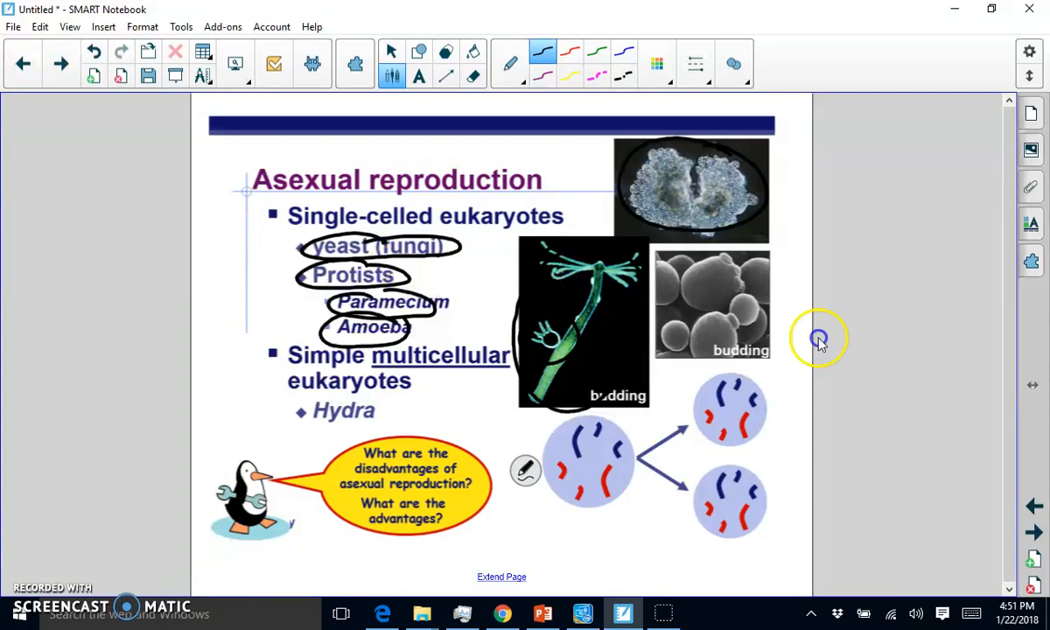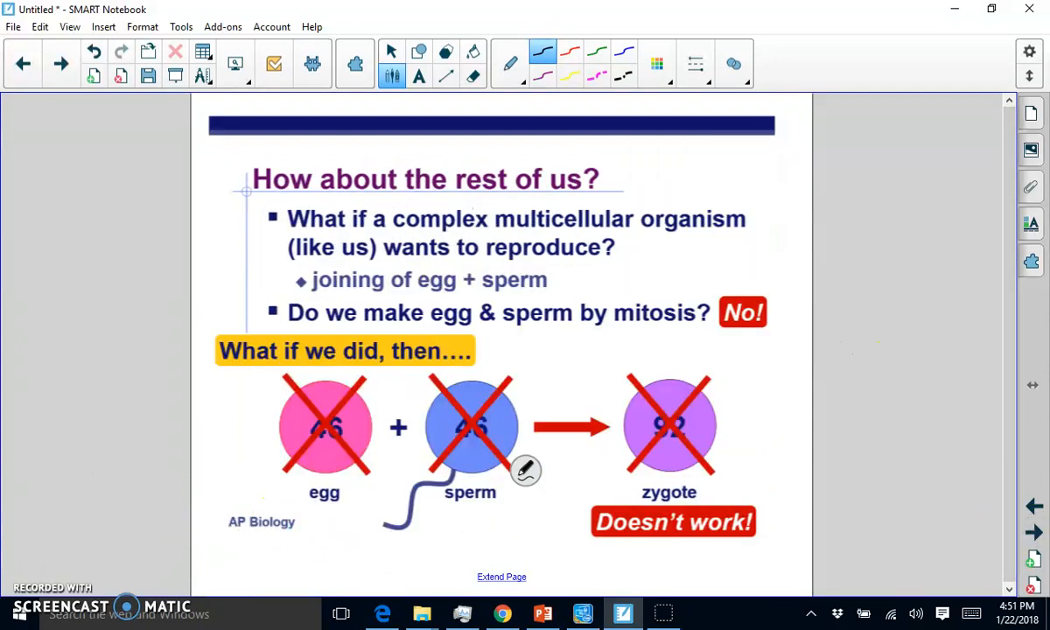Now, we, complex multicellular organisms, do not reproduce asexually. We reproduce sexually by the joining of egg and sperm. Now, egg and sperm are not made by mitosis. Egg and sperm are made by the process of meiosis, and the purpose of the next three days of our school life is to learn the process of meiosis. The question now that we're trying to answer is, why is that necessary? Why is it necessary that sperm and egg are produced by meiosis?